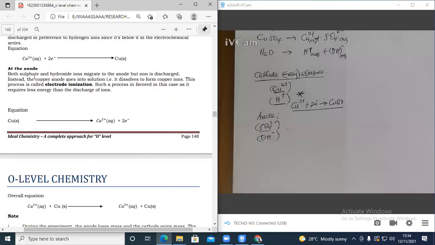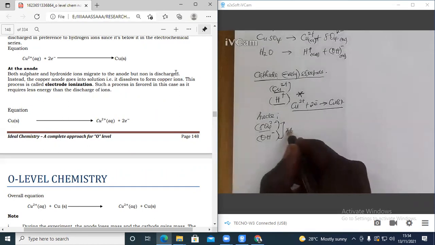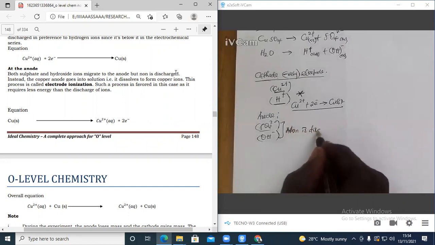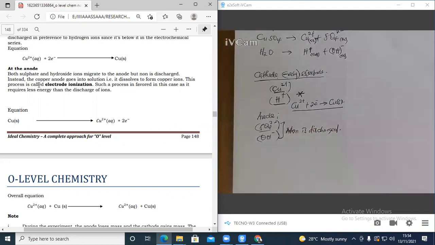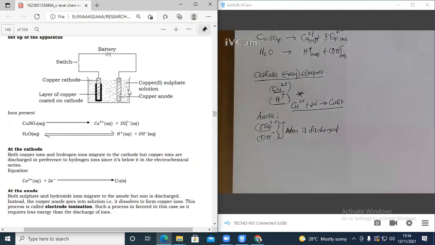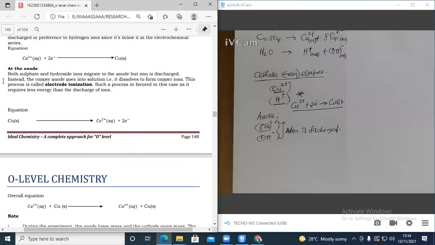At the anode, both sulfate and hydroxide ions migrate to the anode, but none is discharged. Instead, the copper anode goes into solution. The anode of copper goes into solution and produces more copper ions that come and attach themselves on the cathode. So this anode disappears, in simple terms. It dissolves to form copper ions.